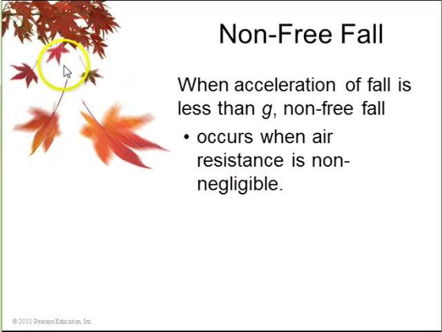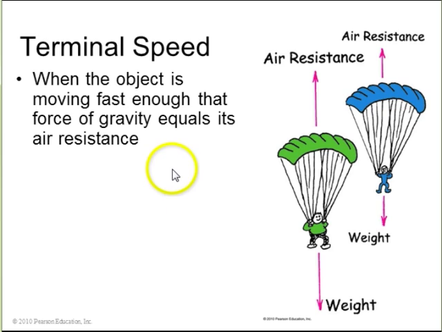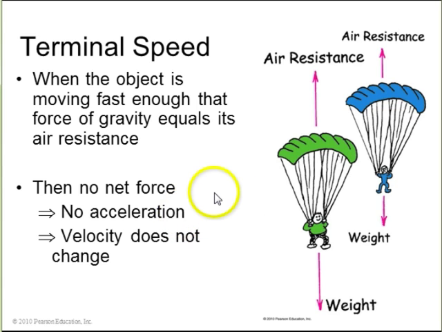So for example, these leaves, as they fall from the tree, certainly air resistance is not negligible for them. The air resistance depends on two things: how fast the object's traveling through the air and how much frontal surface area it has. Terminal speed is when the object is moving so fast that the force of gravity equals the air resistance. In this case, there's no net force, so no acceleration, so the velocity does not change.